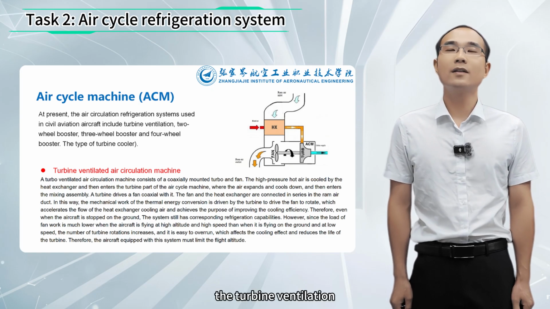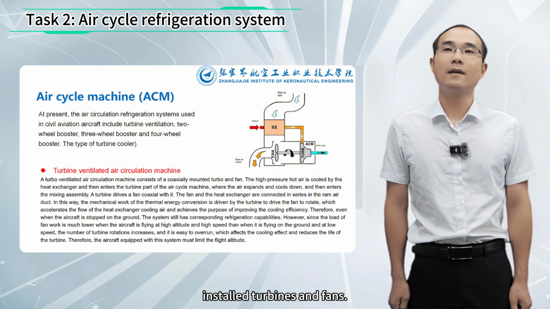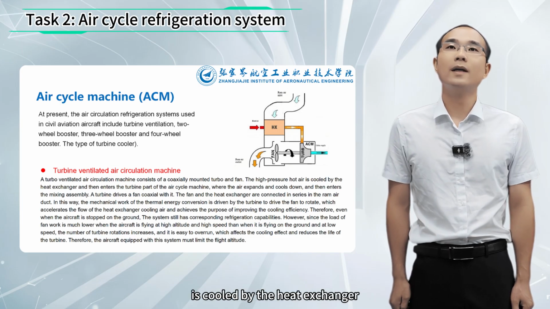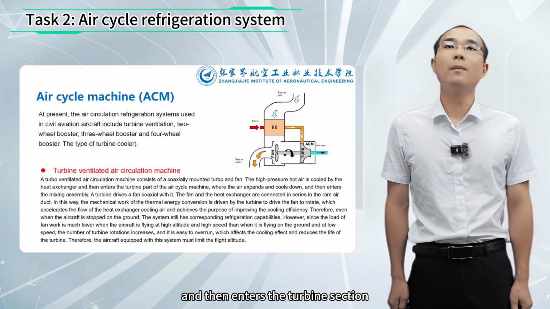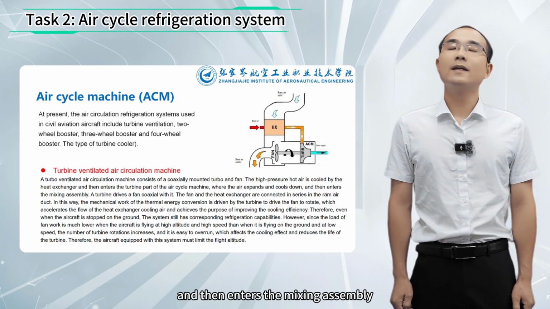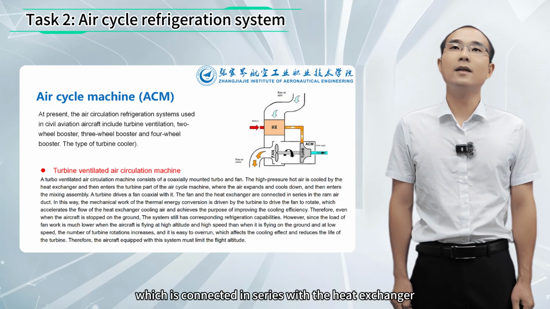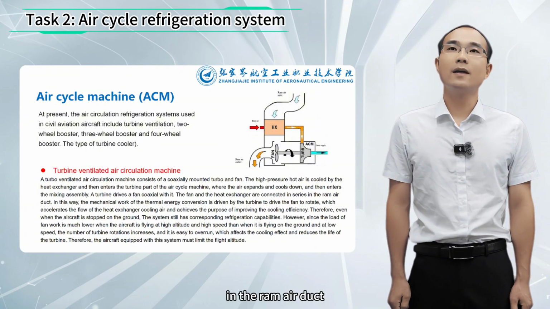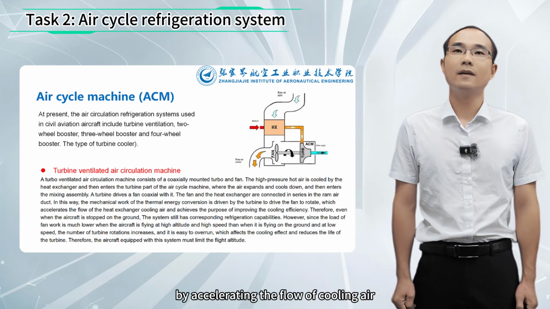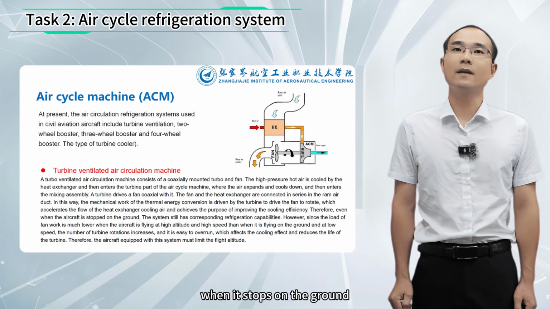The turbine ventilation air circulation machine is composed of coaxially installed turbines and fans. Its operating process is that the high-pressure hot air is cooled by the heat exchanger and then enters the turbine section, expands and cools in the turbine, and then enters the mixing assembly. The turbine drives its coaxial fan, which is connected in series with the heat exchanger in the ram air duct, to improve cooling efficiency by accelerating the flow of cooling air. So the aircraft still has a certain cooling capacity when it stops on the ground.